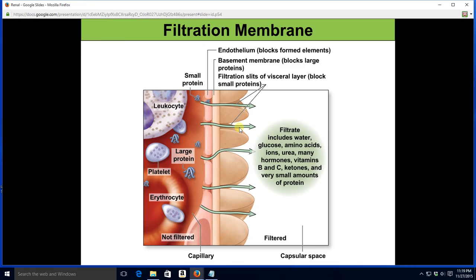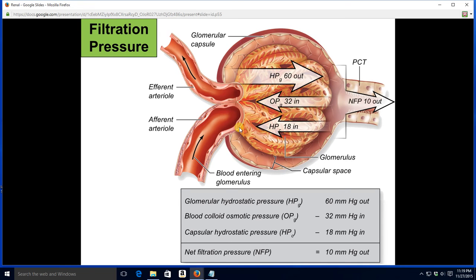Well, there's the membrane for filtration. Let's talk about the forces involved. Now, we know there's blood in the glomerulus, and that blood is under high pressure, about 60 millimeters of mercury, and that pressure is pushing water out of the glomerulus into the filtrate. But it's not the only pressure that's involved here. The osmotic pressure of the blood, due primarily to albumin, is going to be sucking water back into the blood. So while we've got 60 millimeters of mercury pushing water out, we've got 32 sucking water back in. So we're left over with about 28 so far.